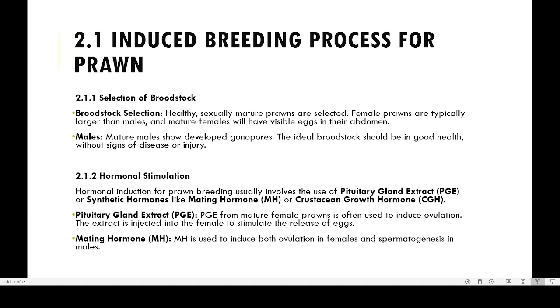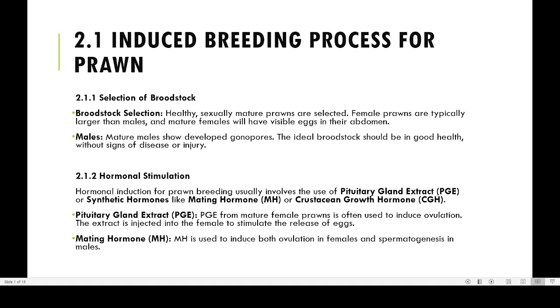The ideal breed should be healthy without any signs of disease or injury. The reason is that this induced breeding process is a biologically invasive process. It is interfering with the natural activity of the fish. So when we are injecting hormone, the physiological mechanism of the fish may be altered or changed. So that will put fish into a stress or strain. So there is a possibility of fish getting dead as a result of this hormonal injection. That is why we have to collect healthy, larger size, disease-free fish.